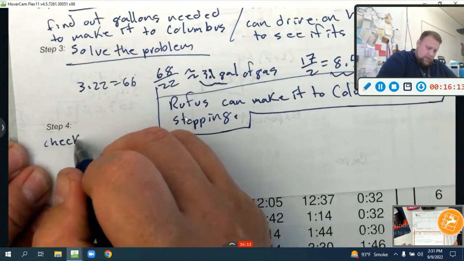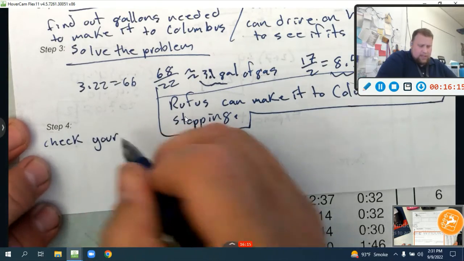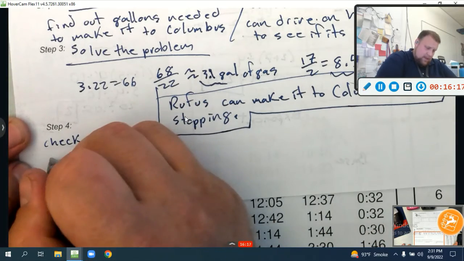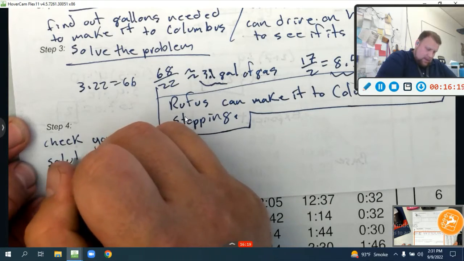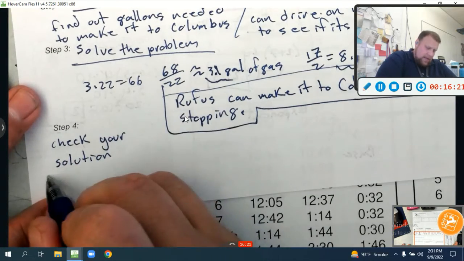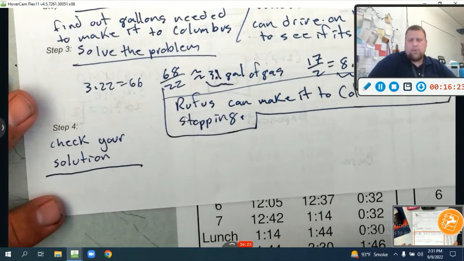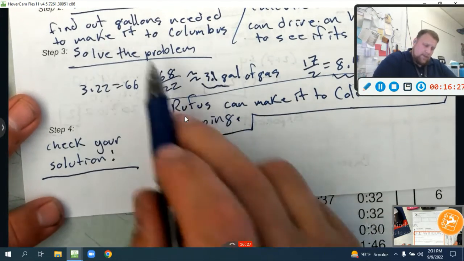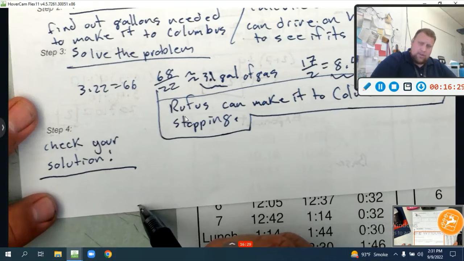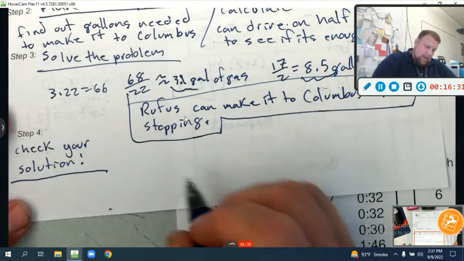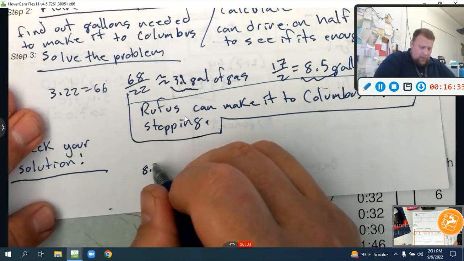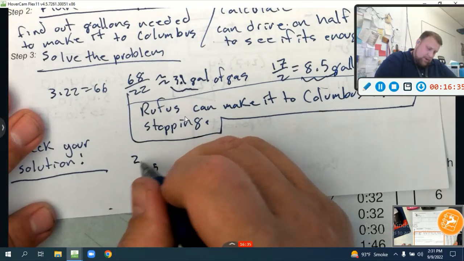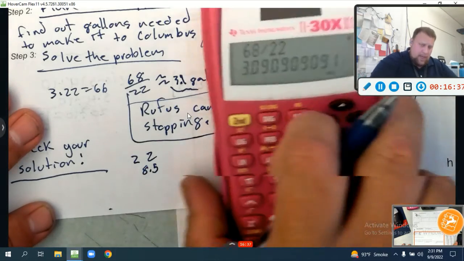Check your solution. Guys, I give lots of partial credit, and much of the partial credit I give if you get an answer wrong but you show your work is: do you check your solution? Okay, so let's try the other way. Check our solution. If he has 8.5 gallons of gas, what's 8.5 times 22? Because he gets 22 miles to the gallon.